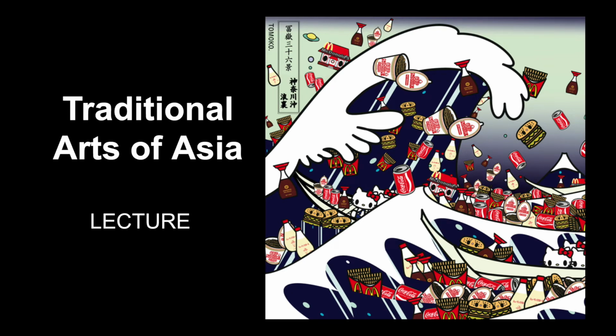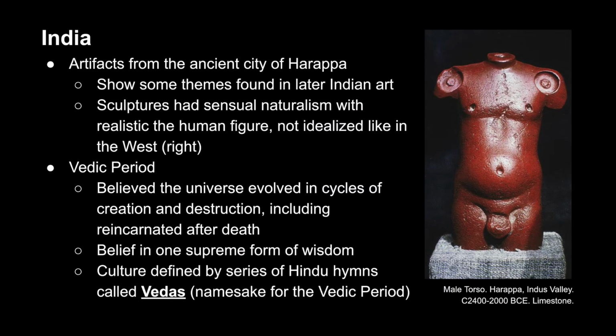In this video, we're going to talk about traditional arts of Asia. Starting with India, much of what we know about ancient Indian culture comes from the city of Harappa, which actually shows themes found later in Indian art, such as the sculptures had a sensual naturalism with very soft lines and a realistic human figure. It was not idealized like the West.